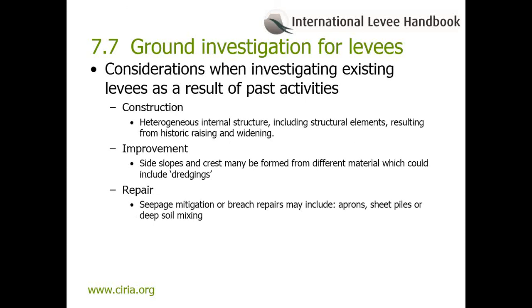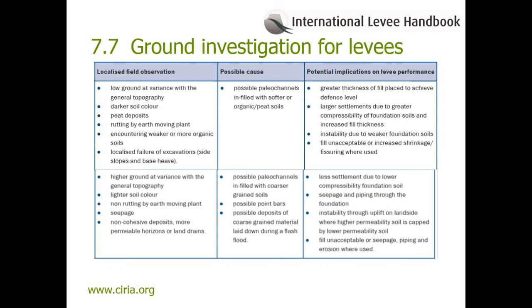Existing levees may have an unknown history, and some of the factors to be considered when undertaking investigations in existing levees as a result of past activities could include, as a result of construction, some kind of heterogeneous internal structure, or it may even include structures within the levee. When we're doing improvement works, side slopes and crests may be formed from different materials, could include dredgings, and there could be relic repair works within the levee to mitigate things such as seepage or breach repairs, which could include aprons, sheet piles, or even deep soil mixing.